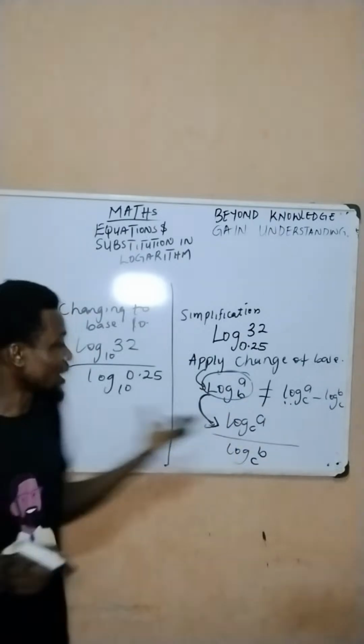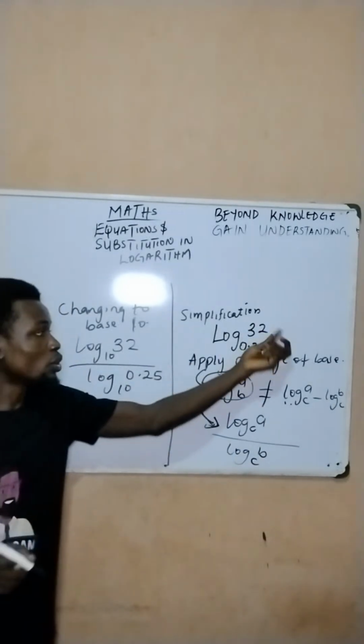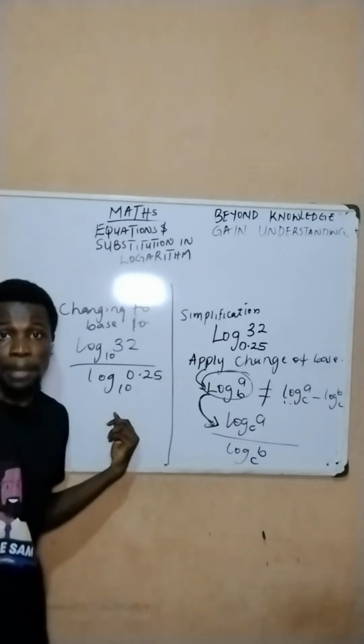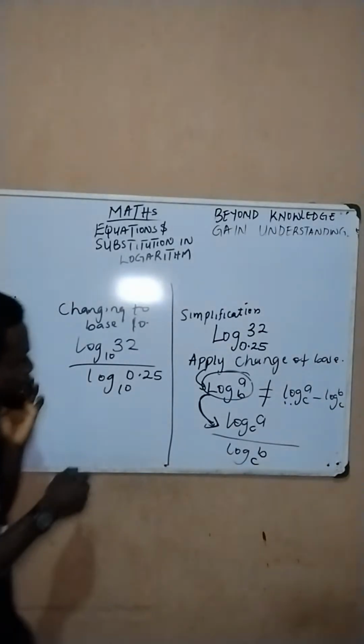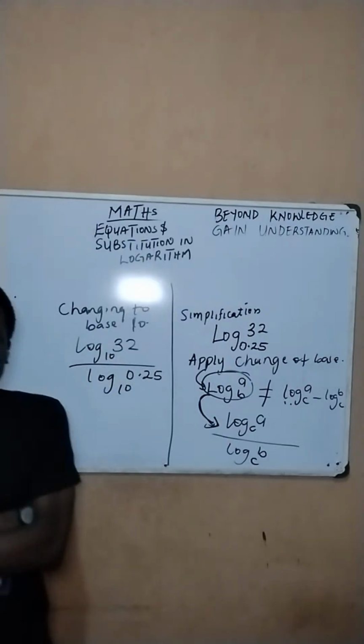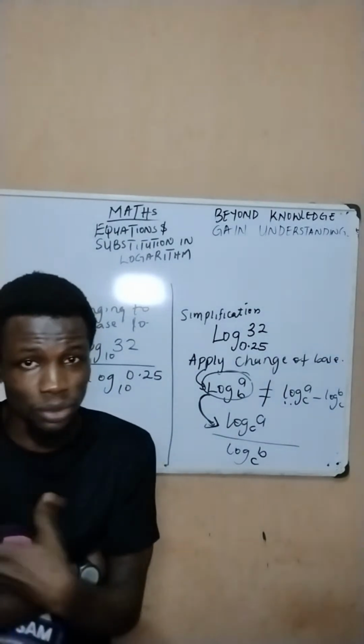Please, it's not subtraction, it's actually division. You divide the original log by the original base, which is now having a new base. That is the basic idea behind this. So when we get to this point, we simply do simplification.